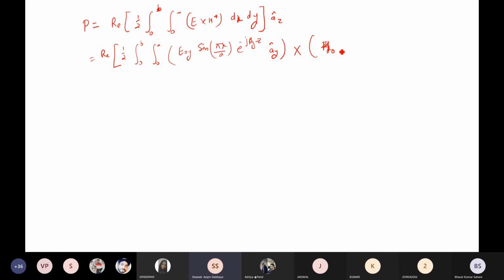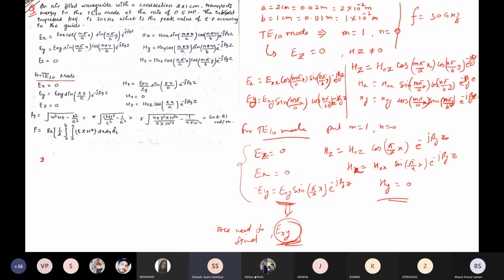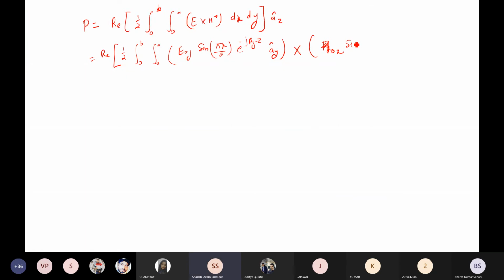What is it? H naught X direction. So H naught X sine pi by a into x, e to the power j beta g into z, and that is in the ax direction. That we have with dx dy, and that will be the dot product with az, because I'm talking about the real part now. So we'll take this one dot this one.